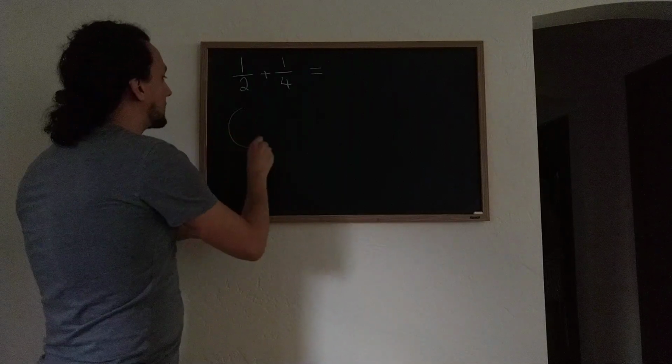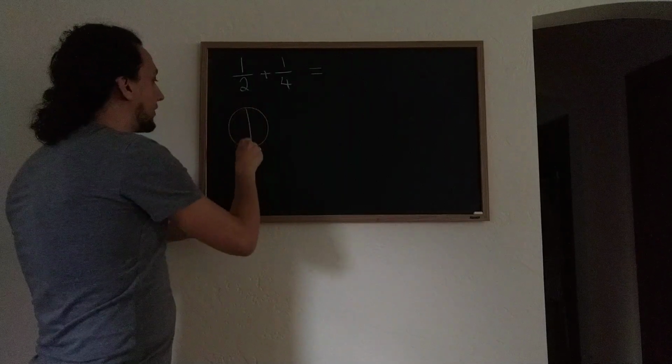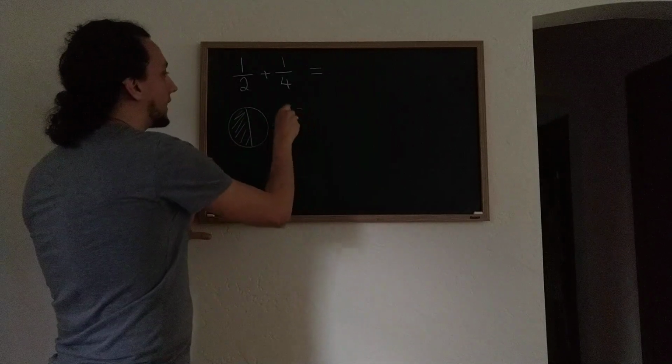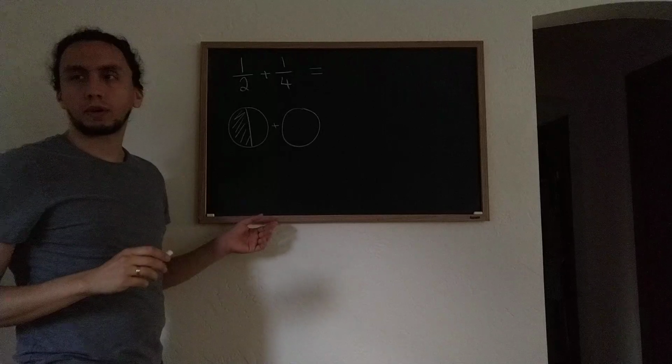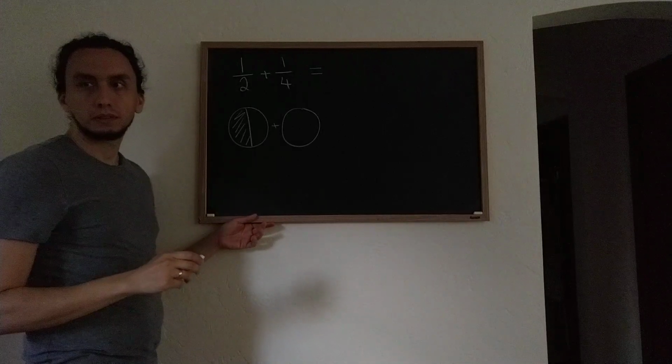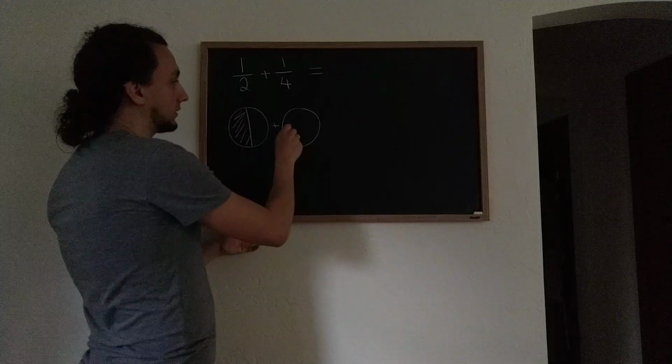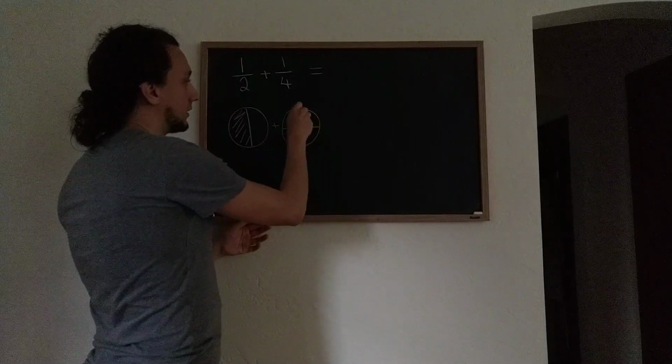Let me draw the pictures. Here's a half. And I'm going to add to that a quarter. Now, how do I draw a quarter? You draw two halves. Like this?